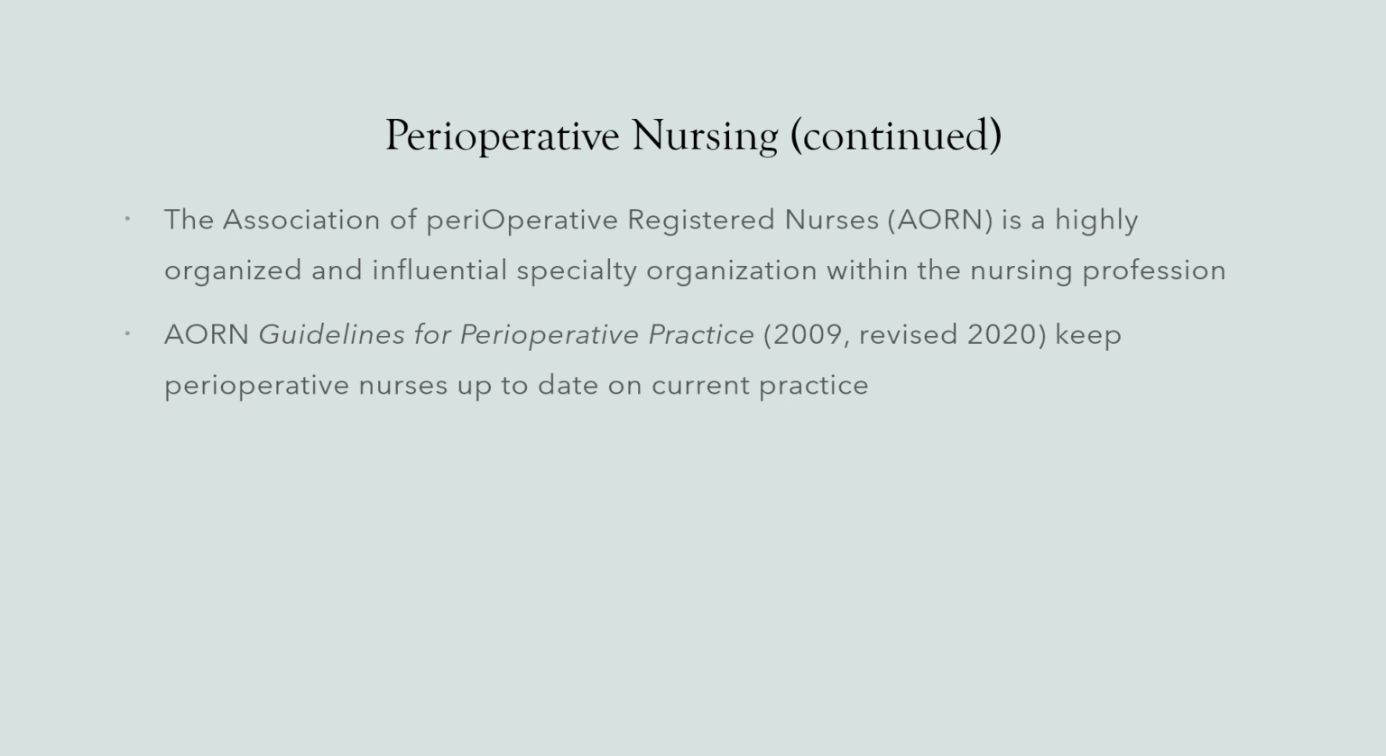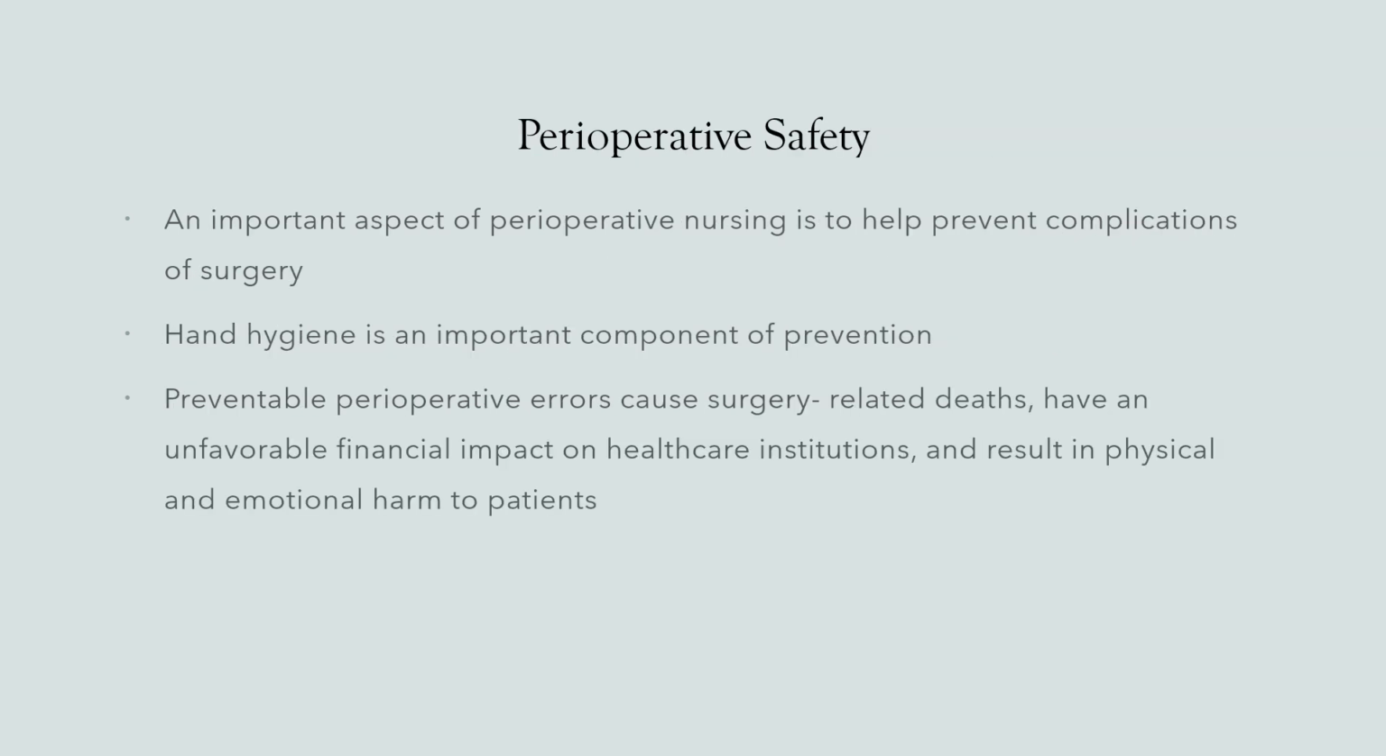These were developed in 2009 and revised in 2020, and these are to keep perioperative nurses up to date on care practices. An important aspect of perioperative nursing is to help prevent complications of surgery. Hand hygiene is an important component of prevention, and preventable perioperative errors can cause surgery-related deaths. They can have an unfavorable financial impact on healthcare institutions and result in physical and emotional harm to patients.